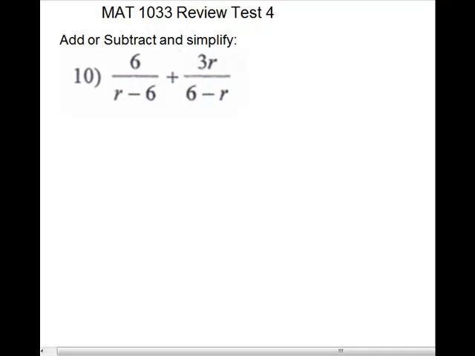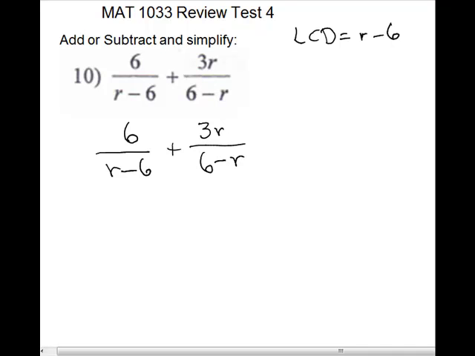Problem 10, we're adding fractions. These fractions have opposites that are denominators. You can actually use either one. So I'm going to go ahead and use the r minus 6 for my LCD. That means my first fraction is okay. And I'll bring down the second one. I'm going to work on it.